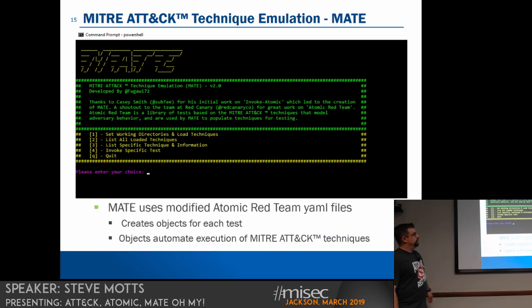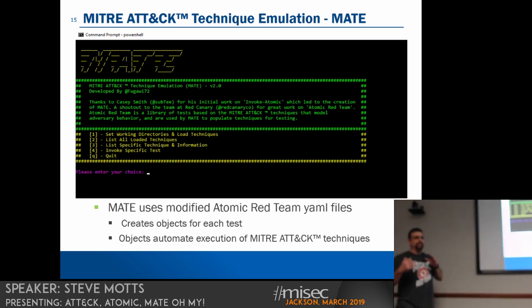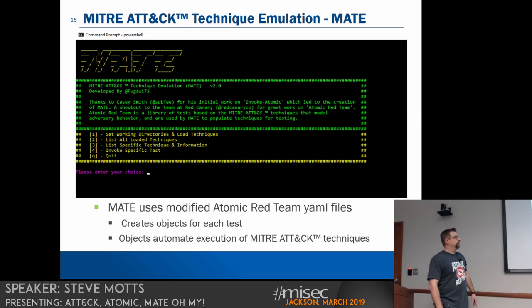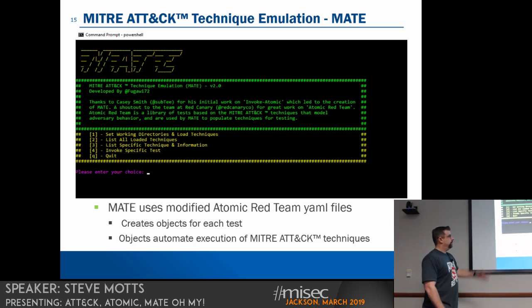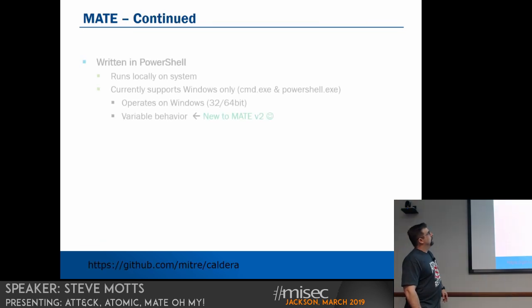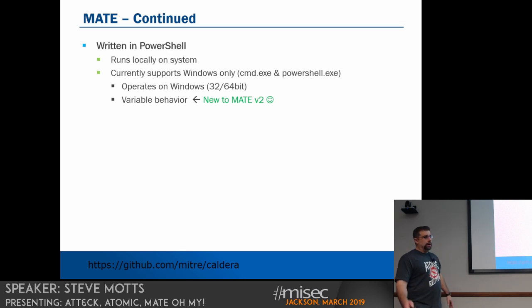It uses, and I'll show you, modified Atomic Red Team YAML files. So I take what Red Canary has developed and I modify it and give it a little more information and substance. You'll see that here in a second. It creates objects for each test, and then the objects automate execution of the attack techniques. It's written in PowerShell. One disadvantage, I'm not going to say it's a disadvantage, could be an advantage in your organization, is it currently only runs locally on the system.